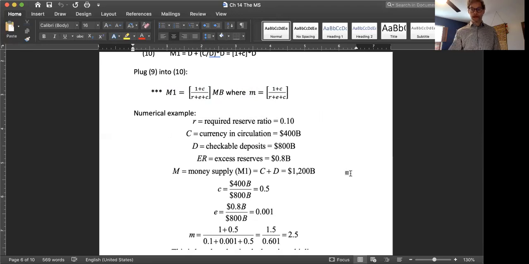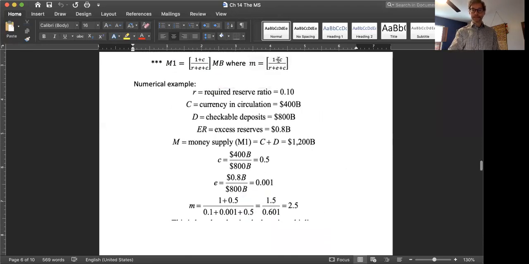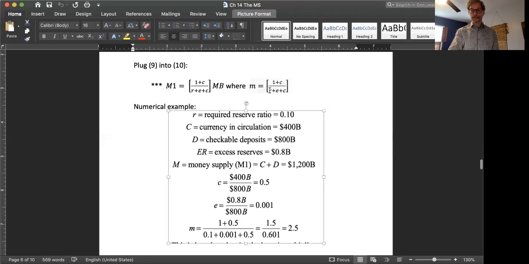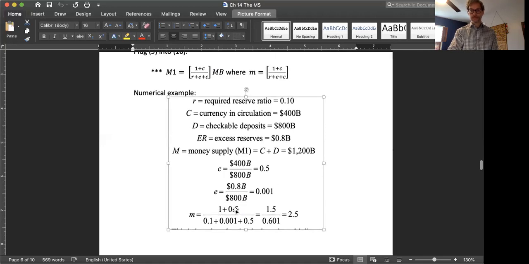What is the money multiplier? To use the money multiplier, we have to figure out little c and little e. Little c is currency divided by deposits, 400 divided by 800, or 0.5. The excess reserve to deposit ratio is 0.8 divided by 800, or 0.001. The money multiplier then is just (1 + c) / (r + e + c), this equation. Plug that in, and what you find is that the money multiplier is about 2.5.